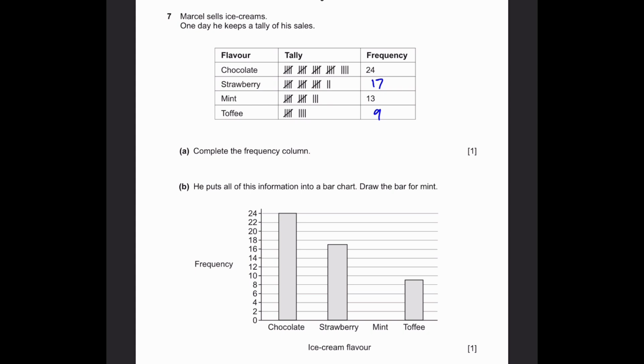B. He puts all of his information into a bar chart. Draw the bar chart for mint. So mint is 13. And 13 comes just between 12 and 14. Right over here. So the bar should be something like that. Also make sure that the bar is about equal, spaced from both sides. Both other bars here. So this should be approximately equal, both of them.